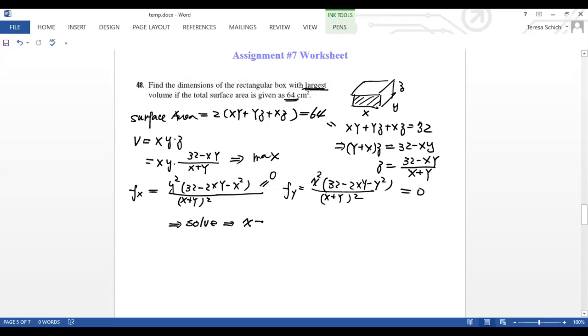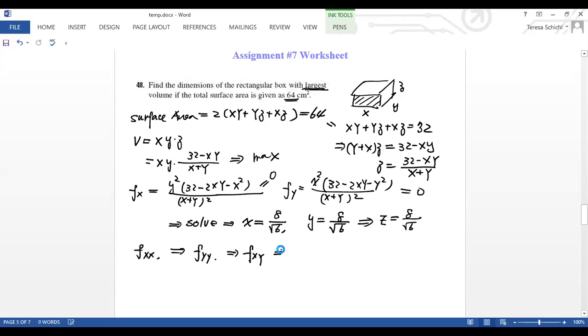After I solve it, I find that x is equal to 8 over the square root of 6, and y is also equal to 8 over the square root of 6. Then you plug these two into the z function, so z will also become 8 over the square root of 6. This is your critical point. Now you do the same things: find f sub xx, using the quotient rule again, then find f sub yy, then find f sub xy.